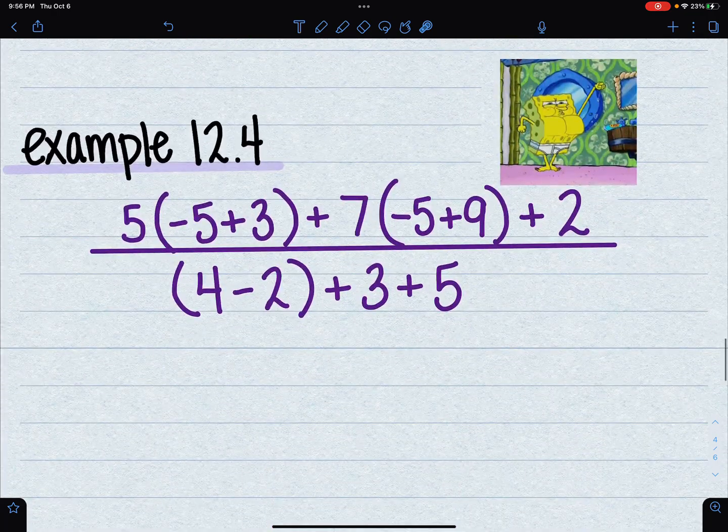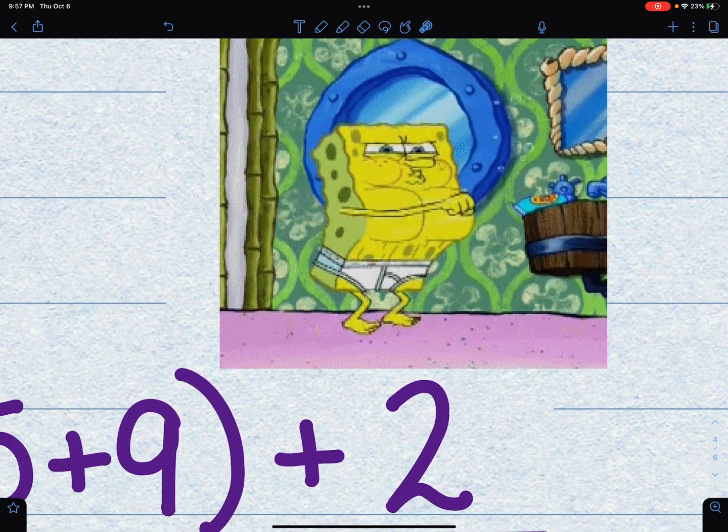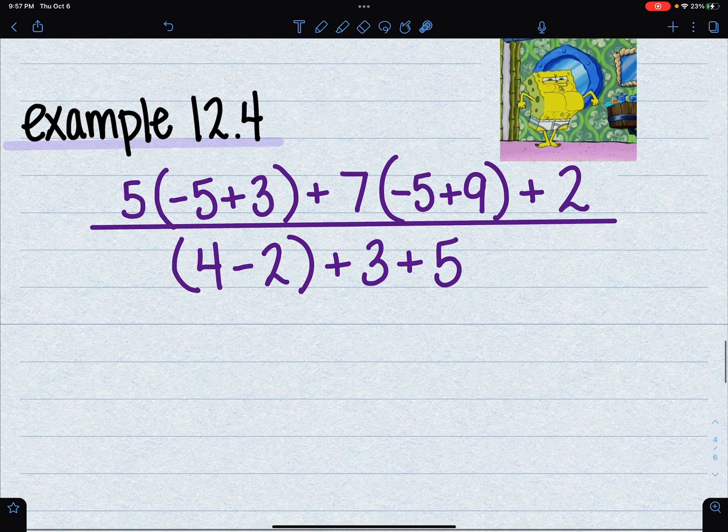Let's do example 12.4. Whew, oh my. If someone saw this on an ACT test, they would skip it, but you would not skip it. You would be like, I could do this in my underwear. Oh yeah, easy, no problem.